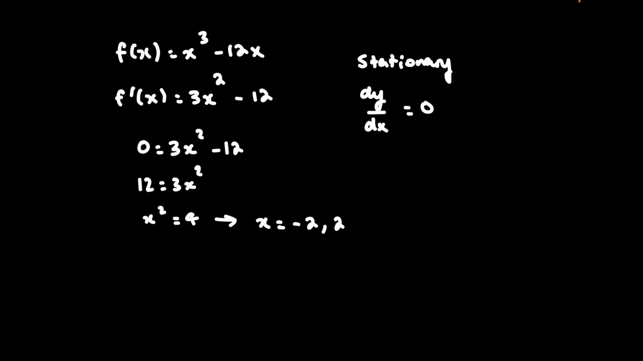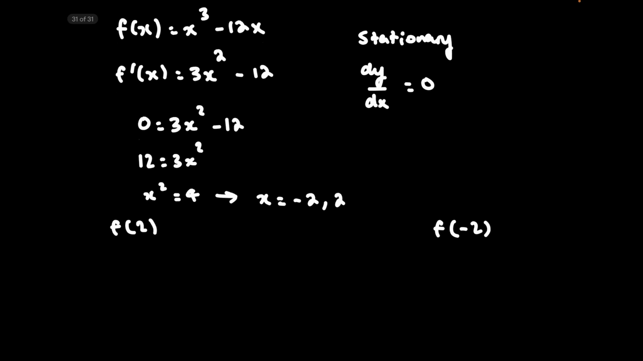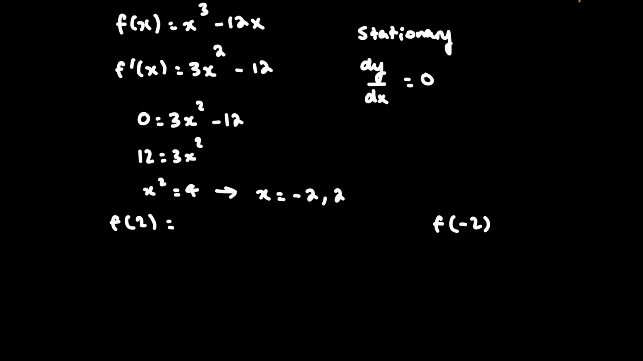And what I need to work out now is where on my original curve, on this function here, what is the y value at which the stationary point occurs. So I can work out both the values of f of 2 and f of minus 2. So f of 2 in this case would simply be 2 cubed minus 12 times 2.